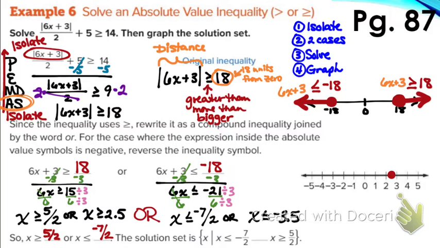And then I want the things that are greater than, bigger than. Which way do I shade? To the right. Right, so that is x is greater than or equal to 5 over 2. X is greater than or equal to 2.5. Two ways of representing the same idea.